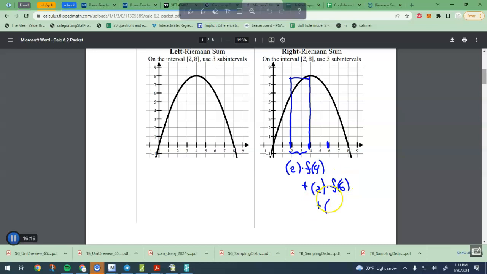And then I'm going to have 2 times f of 6. And then plus 2 times f of 8. Give me thumbs up, down, sideways. Okay. So then you would plug this in. If you have the graph, great, you can read it. If not, you might have a table. You might have an equation that you have to plug into, but that's the general idea. Is that okay for right hand? Can I erase that?